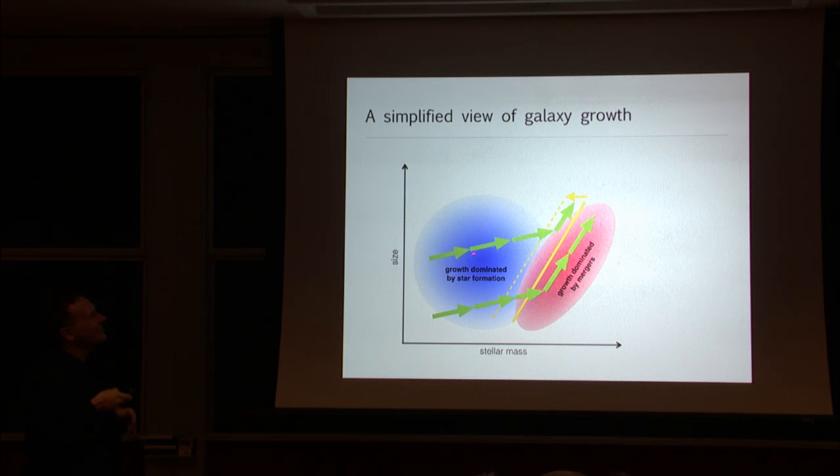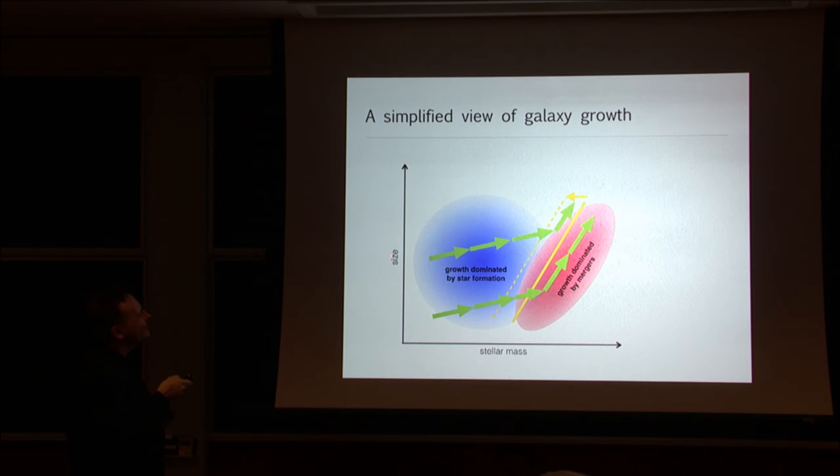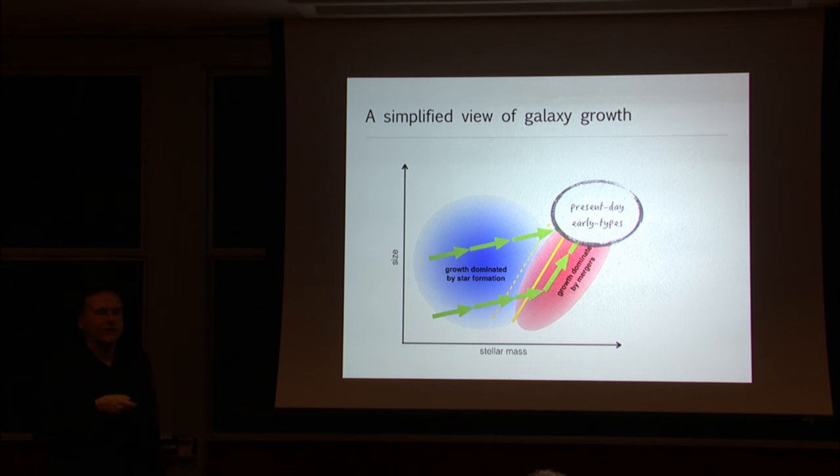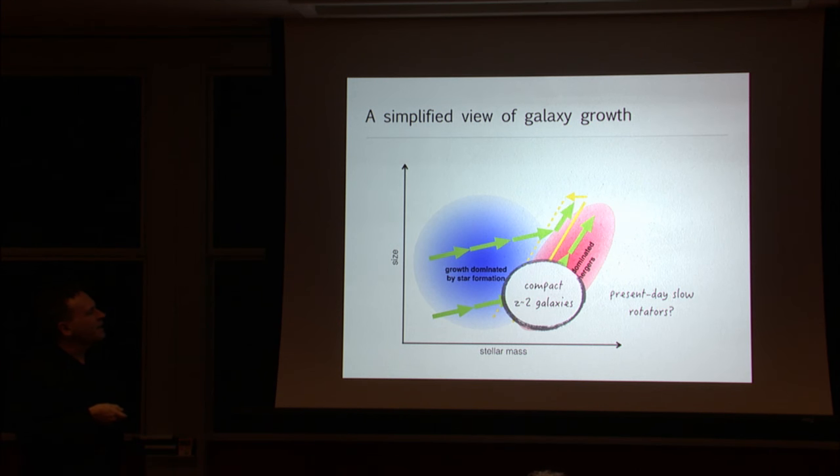Anyway, so this is like the cartoon. It's also a cartoon with arrows. So again, size and mass. And the idea is that you have this growth dominated by star formation. You know, galaxies move along those tracks. Then they reach a threshold, and then the growth is dominated by mergers. It's a simple picture here. And present-day early-type galaxies live over there. They're all kind of big and all kind of massive. So this is where these compact redshift 2 galaxies live.